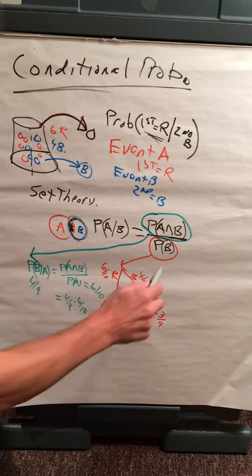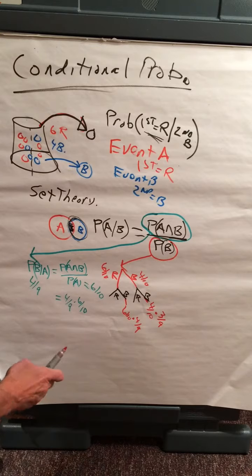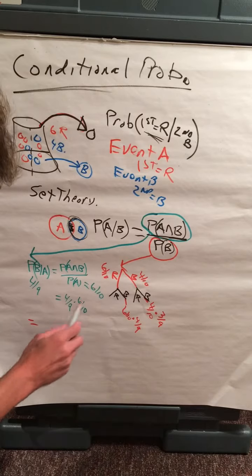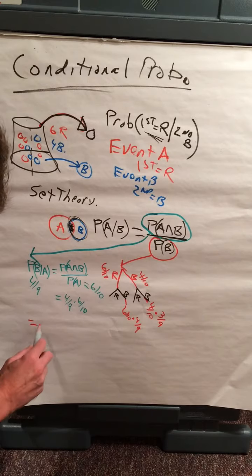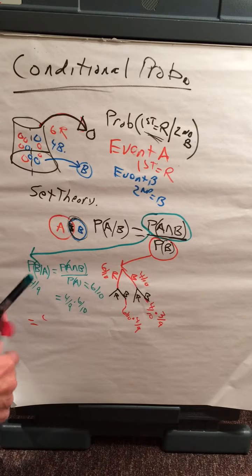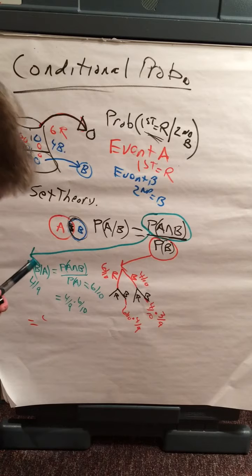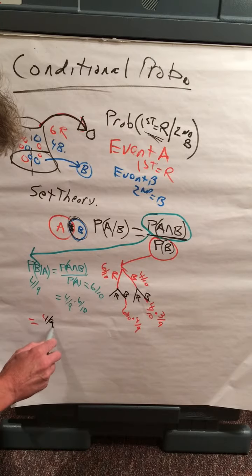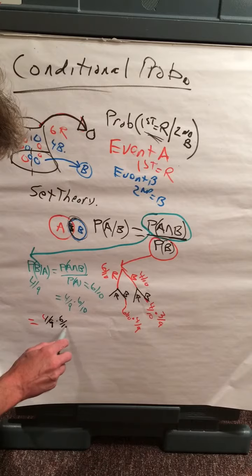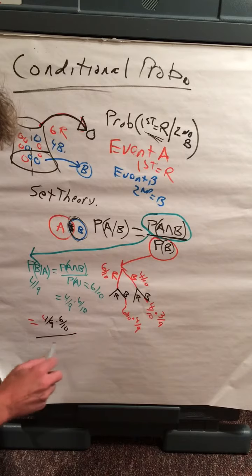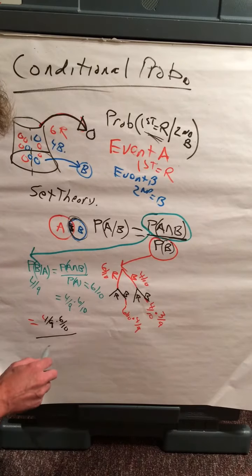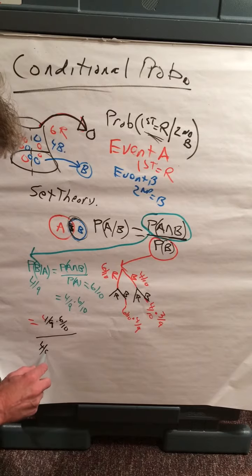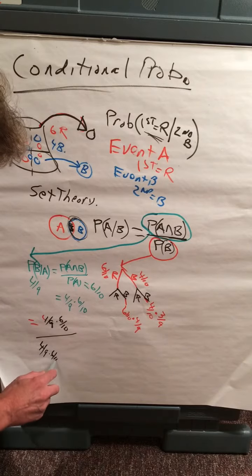Now let's put all this together. If we put this together, up top we get 4 over 9 times 6 over 10. Let's do it in black. And if you notice, this is also a probability. This is 4 over 9 times 6 over 10.